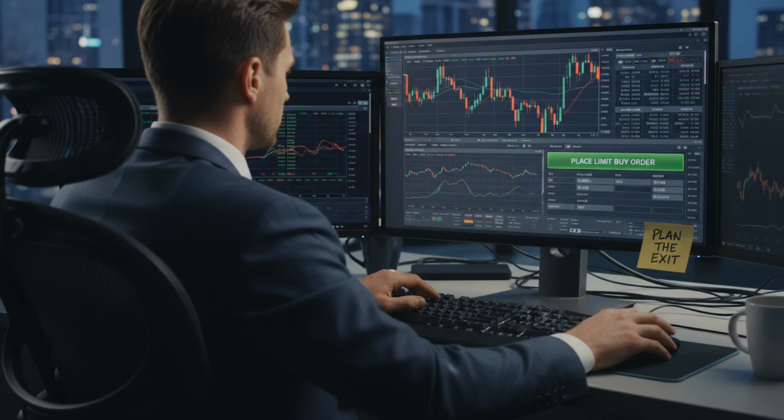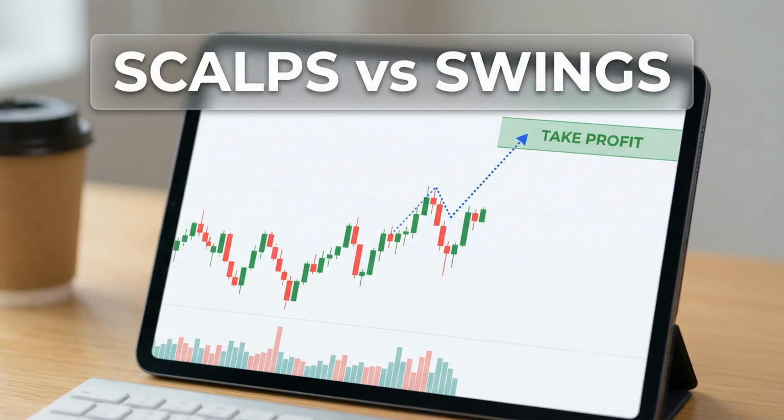The next time you enter a trade, place your target limit order immediately based on a measured move. Then adjust only if the price action tells you the premise has changed. Plan the exit before you take the entry.